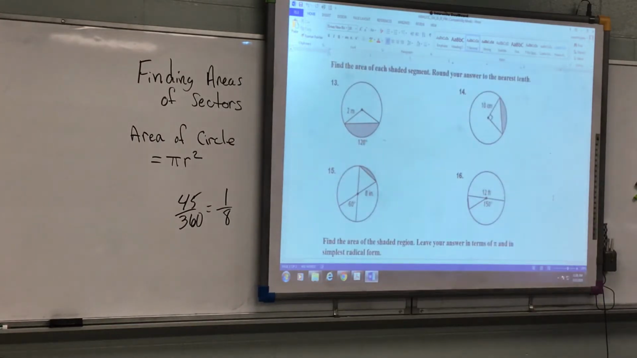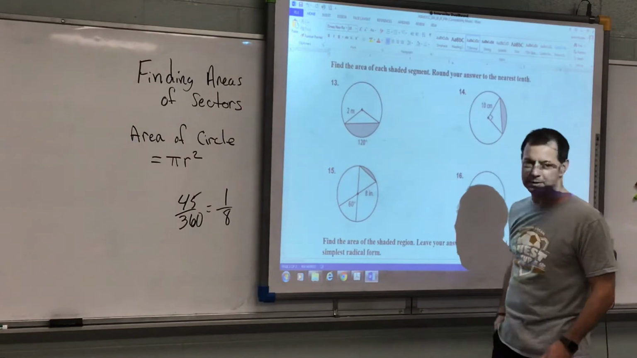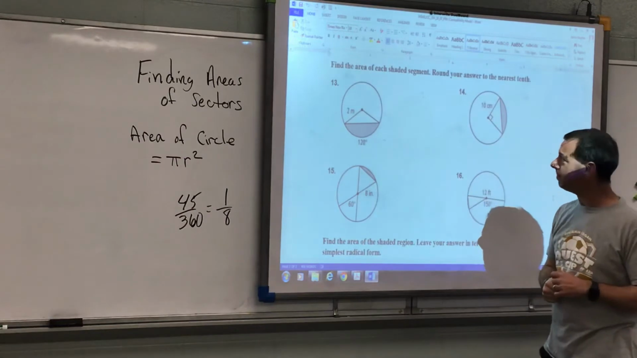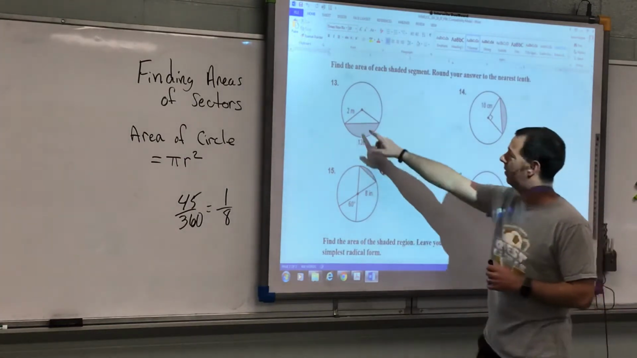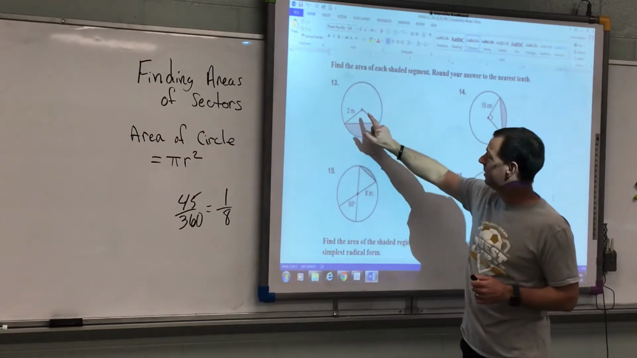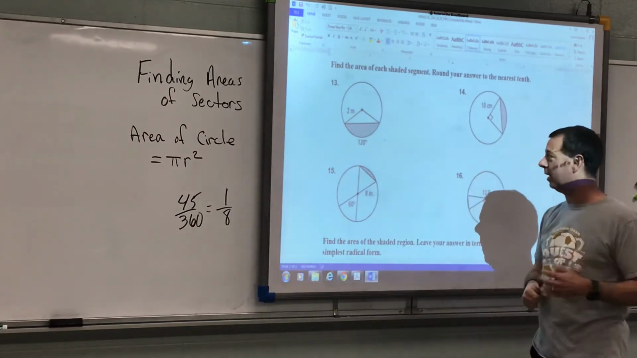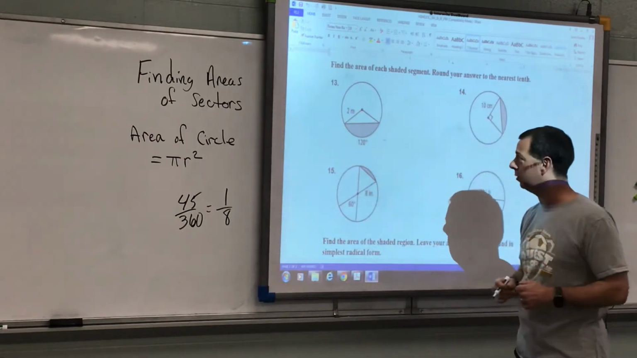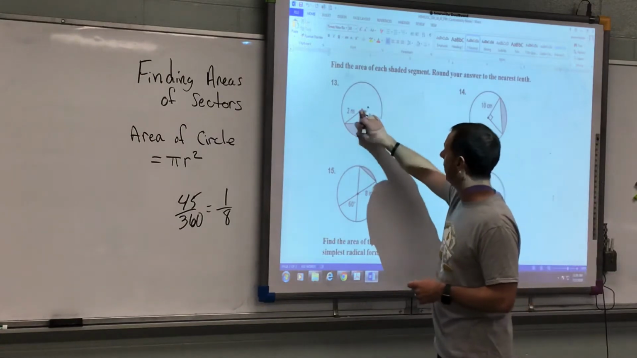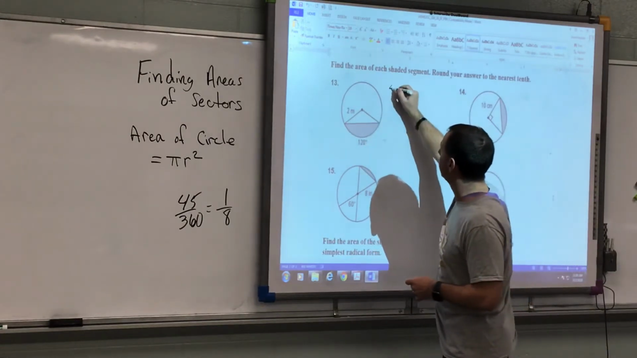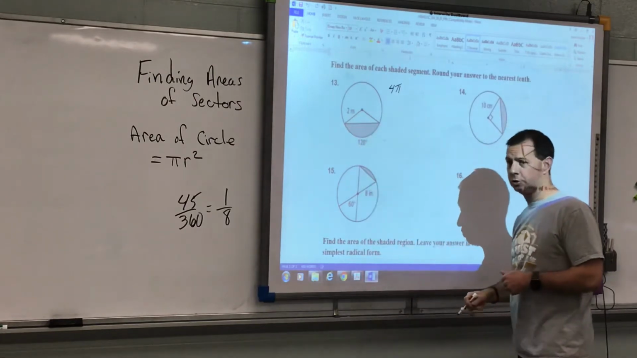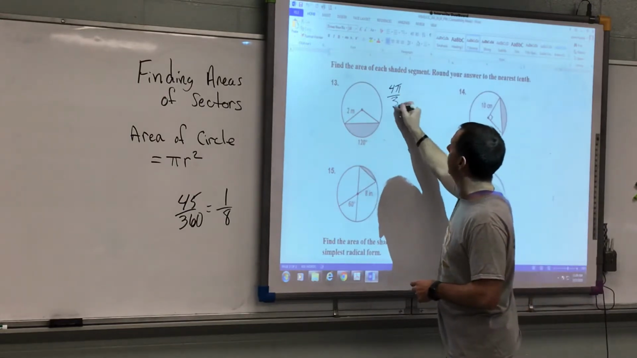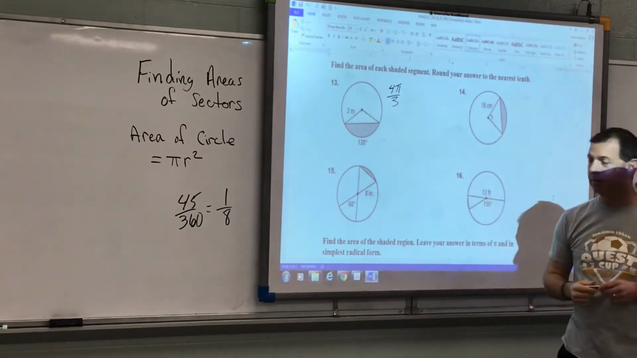Shaded regions are very similar to the ones that we did on the geometry page. If we're going to find this shaded region, I'm going to find the area of the sector and subtract the triangle off of it. 120 degrees out of 360 I know is 1/3 of the circle. The circle has radius 2, so 2 times 2 times pi, the area is 4 pi, and this is 1/3 of the circle. So there is my area of that sector.